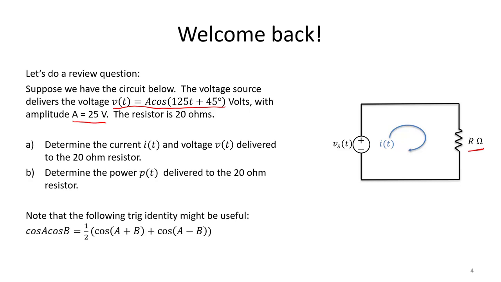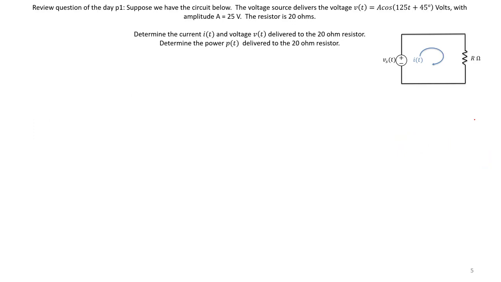In this question, we are asked to find our current i(t) and voltage v(t) delivered to our 20 ohm resistor. Then we need to determine the power delivered to that resistor. We're also given a hint that a trig identity might be helpful as we complete this question. So let's give this a try. First, we're being asked to determine current and voltage delivered to our 20 ohm resistor, so let's start there.